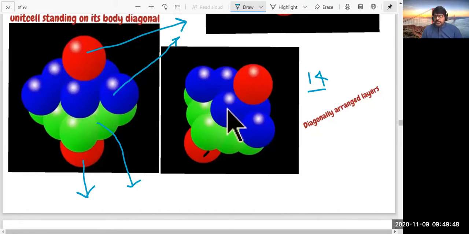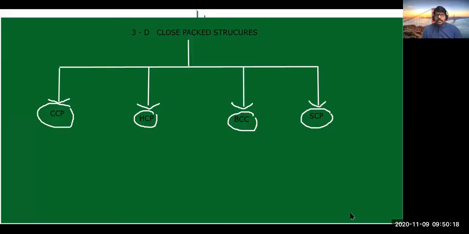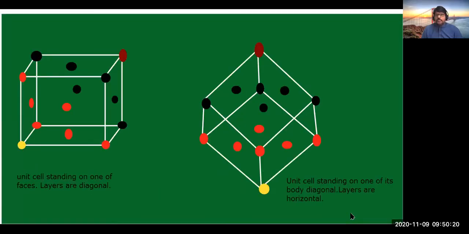If the unit cell is standing on one of its faces, now you can see the layers are diagonal. You can see this is body diagonal, this is body diagonal. This is the particle of the first layer, these are the particles of the second layer, these are the particles of the third layer, and this is the particle of the fourth layer. But I just wanted to give more clarity on this, and to have more clarity, let me share a different page, and this is the page I just wanted to share.